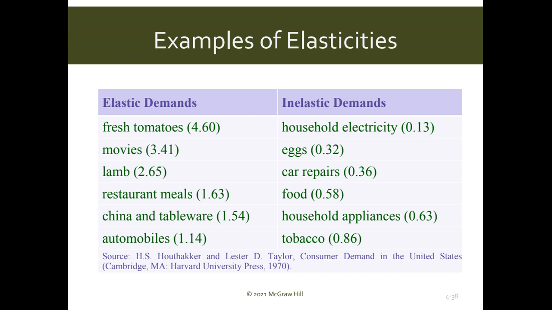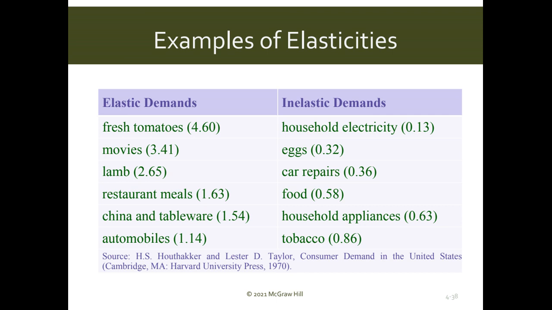Look at the inelastic demand. Household electricity: there's no other substitute. Car repairs, inelastic demand. Food. See, not bread or any specific product, but food, the general broad perspective, right? Household appliances, necessities maybe. Tobacco is an addiction, and that is why the price elasticity of demand is less than 1. That is inelastic demand.